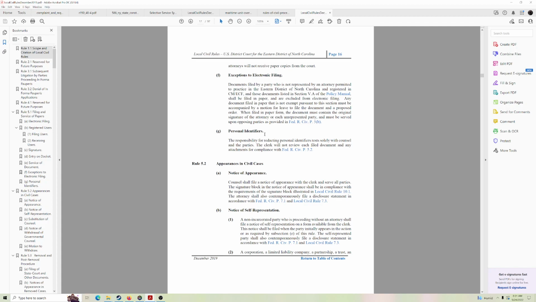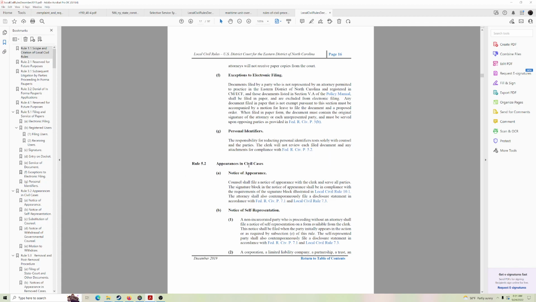G. Personal identifiers. The responsibility for redacting personal identifiers rests solely with counsel and the parties. The clerk will not review each filed document and any attachment for compliance with Federal Rule of Civil Procedure 5.2.